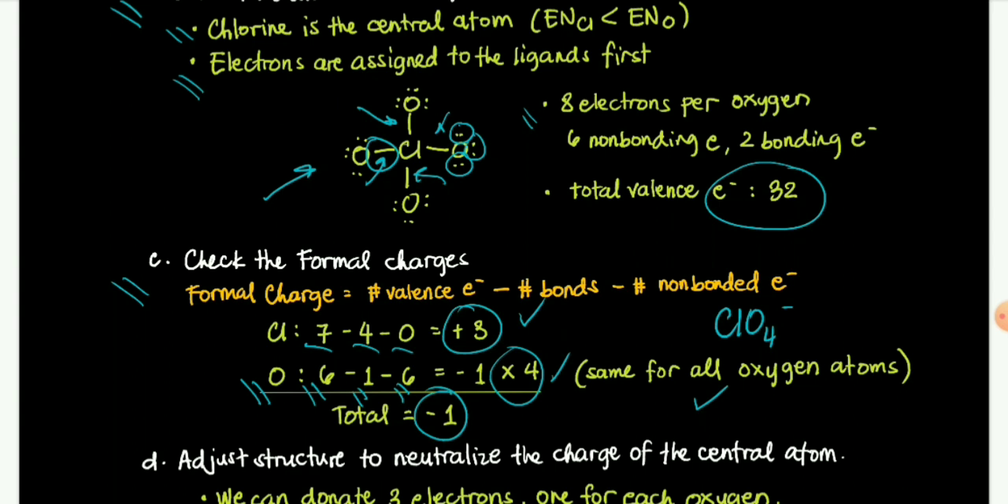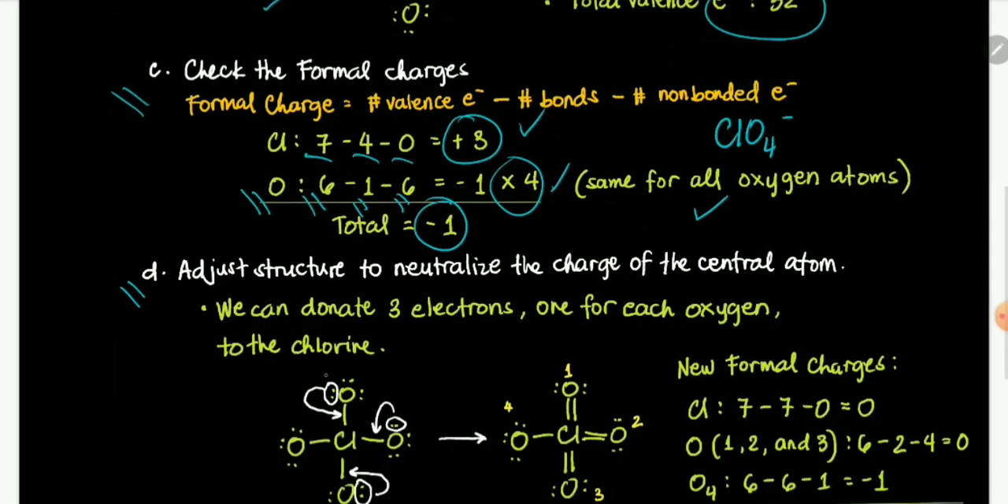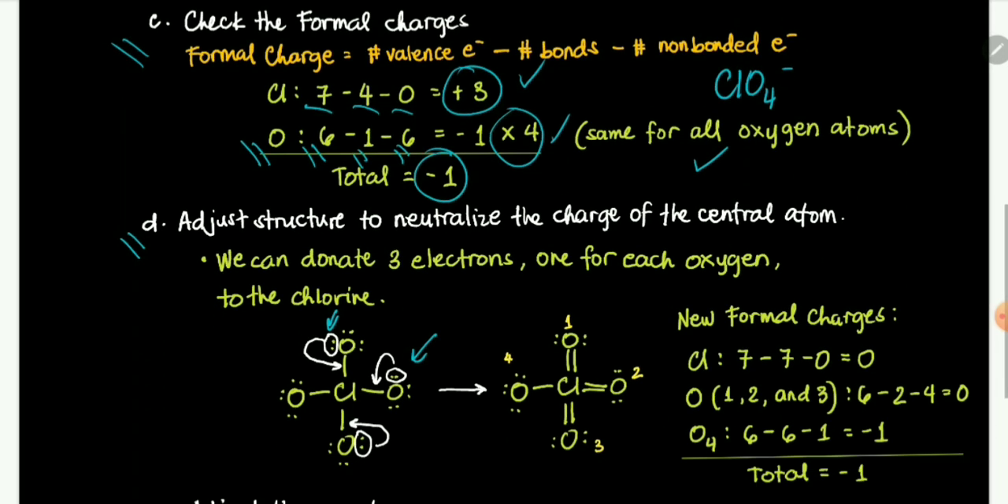Perchlorate is a covalent compound, pero marami siyang charge separation. So, pwede natin ma-adjust yung structure such that ma-minimize natin yung formal charges between the chlorine and the oxygens. Okay? So, adjust natin. So, pwede nating i-donate yung isang lone pair ng oxygen, or 1 lone pair per oxygen, para gawin nating bond. So, yung lone pair ng oxygen 1, 2, and 3 naging bond na. Okay? So, nabawasan ng lone pair yung oxygens 1, 2, and 3, tapos ginawa natin siyang bond.